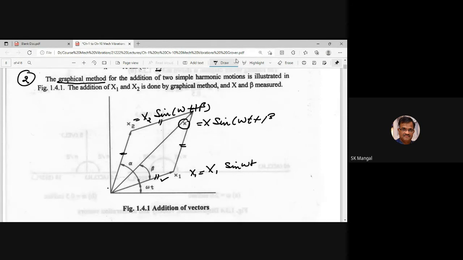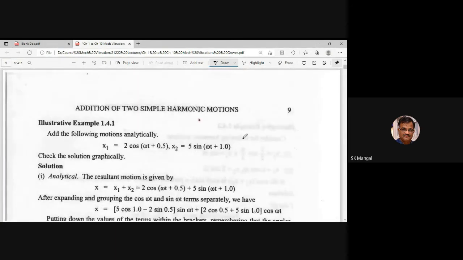Sorry, this is your beta here. Okay, this should be alpha here. So when you use the graphical method, both your equations must be in sine form, and this angle you should find out in degrees. Then you can plot these two equations, and in that way you have a summation of two simple harmonic motions.